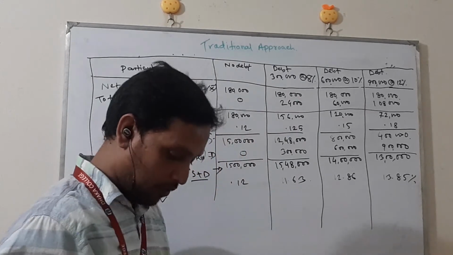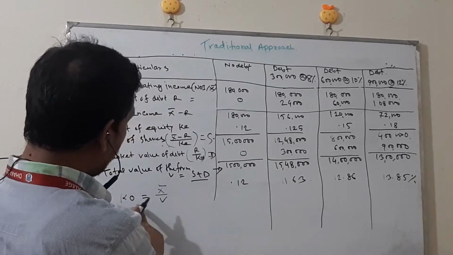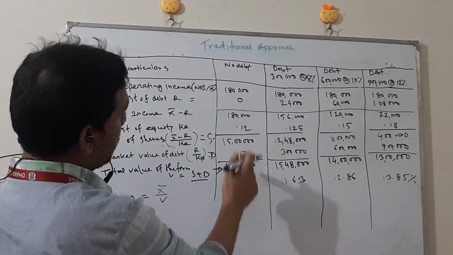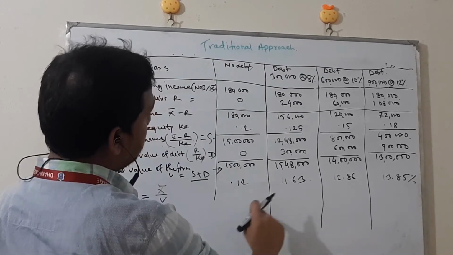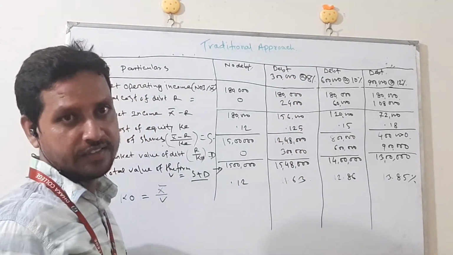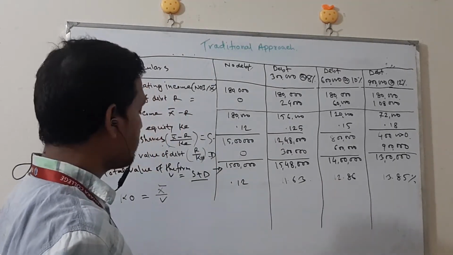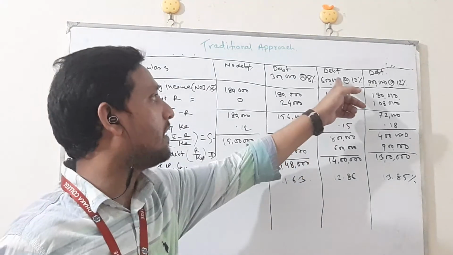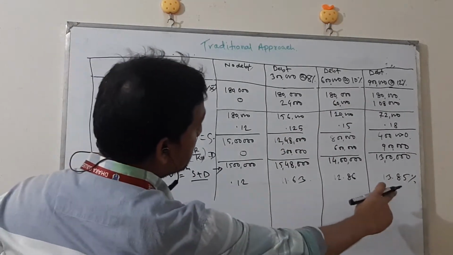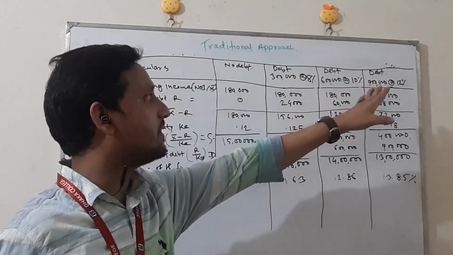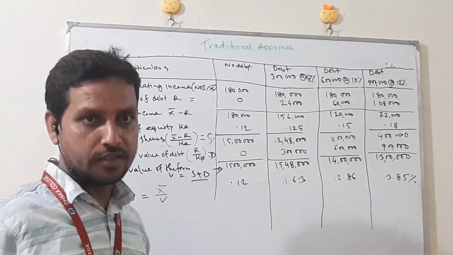Okay, so in this math we see that the overall cost of capital is 12% when there is no debt, but 11.63% when 3 lakh taka debt is used at an 8% interest rate, and 12.86% when debt of 6 lakh is used at a 10% interest rate, and the overall cost of capital is 13.85% when debt used in the firm is 9 lakh taka at 12% interest.